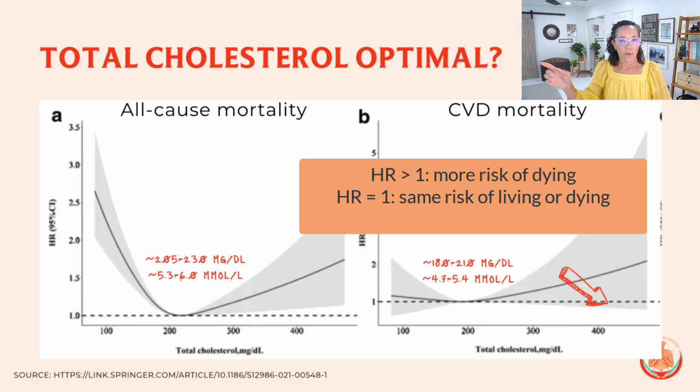If the hazard ratio is greater than 1, it means the risk is greater that thing will occur, right? So at 400, if the hazard ratio is greater than 1, it means you are more likely to die from cardiovascular disease than to live with your total cholesterol at, say, 400 milligrams per deciliter. But if the hazard ratio is less than 1, it means you're more likely to live than to die from cardiovascular disease at 400 milligrams per deciliter.